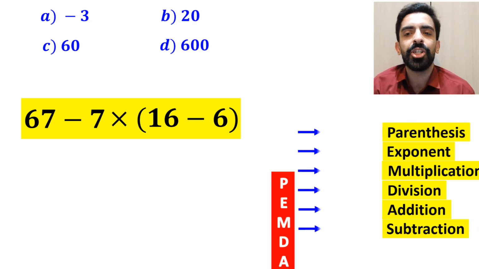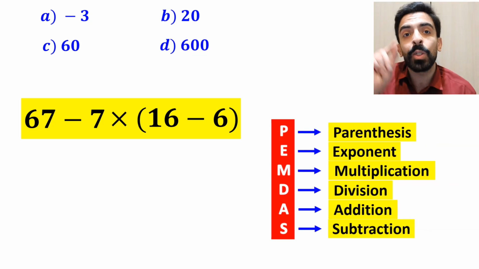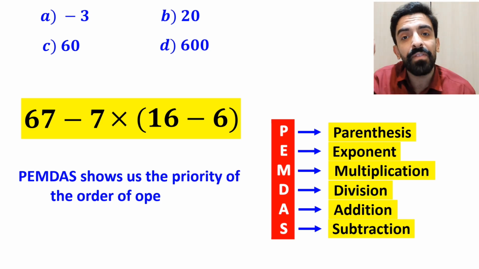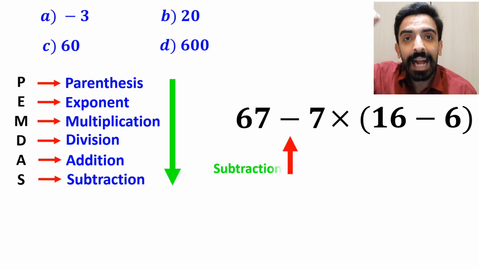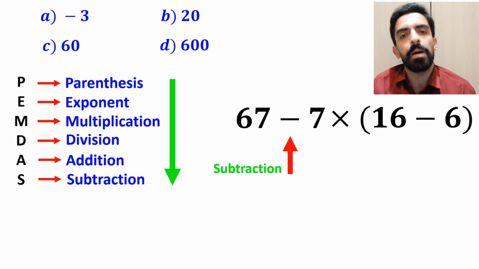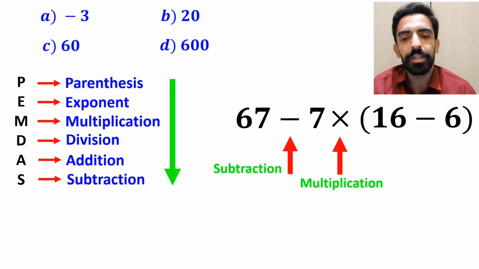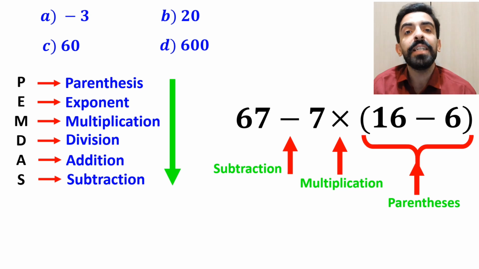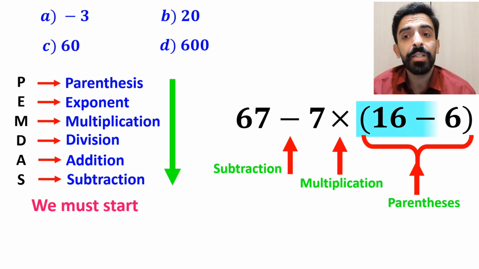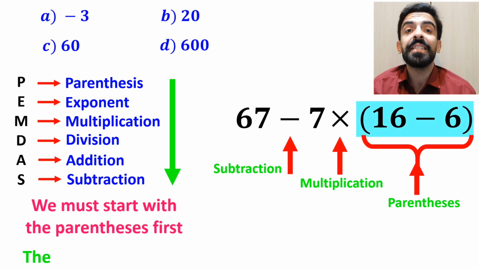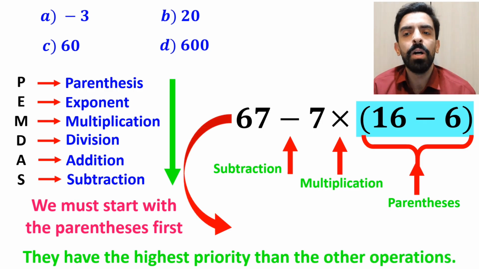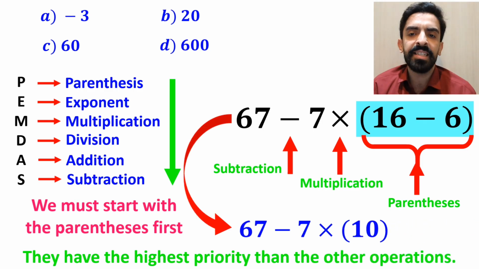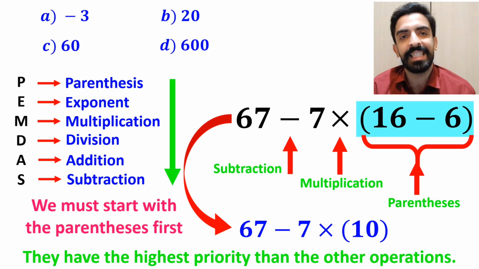To solve this question, we need to follow the PEMDAS rule step by step. PEMDAS shows us the priority of the order of operations. Alright, as you can see on the screen, in this expression, first we have a subtraction sign, then a multiplication sign, and finally parentheses. We must start with the parentheses first because they have a higher priority than the other operations. So, we can rewrite this expression as 67 minus 7 multiplied by 10.